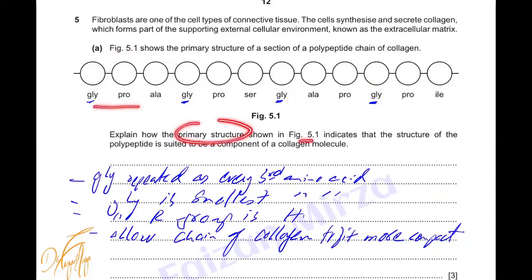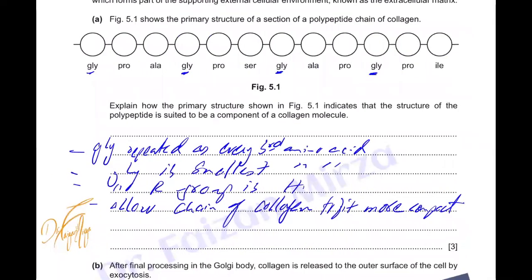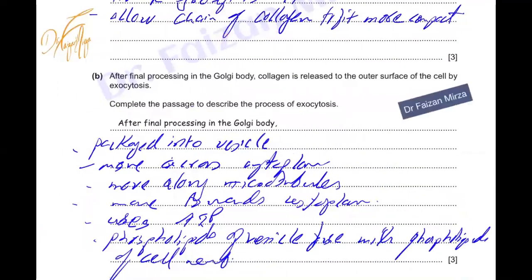What's primary structure? It's the sequence in which the amino acids are arranged, or the order in which the amino acids are placed in the polypeptide, and these are all the peptide bonds holding adjacent amino acids together. Figure 5.1 indicates the structure of the polypeptide is suited for the component of a collagen molecule. Why? Because glycine is repeated in every third amino acid. Glycine, we know, is a small amino acid. The R group is hydrogen, which allows the chains of collagen to fit more compactly with one another.